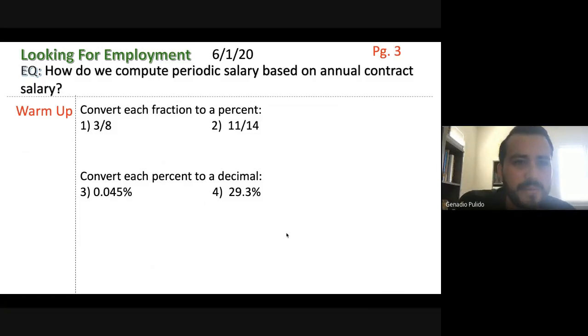So the warm-up, I have you convert each fraction to a percent, and we've done that before. And then you have to convert each percent to a decimal. Okay, so I would pause the video, try these out, make sure that you understand how to do this.